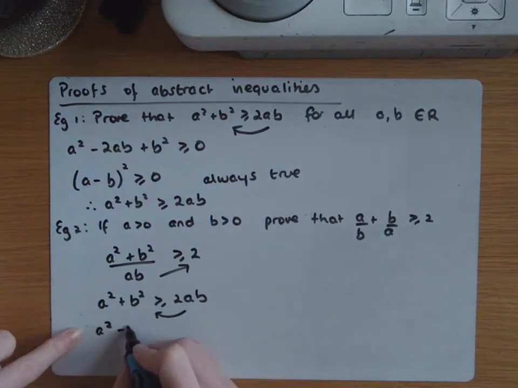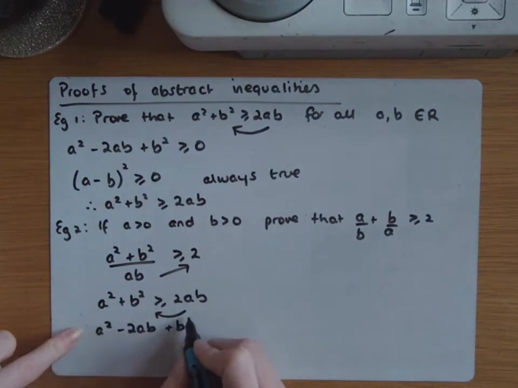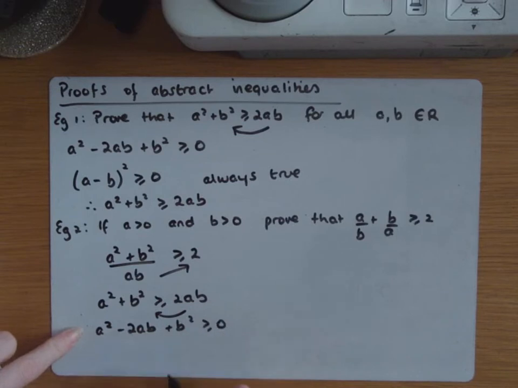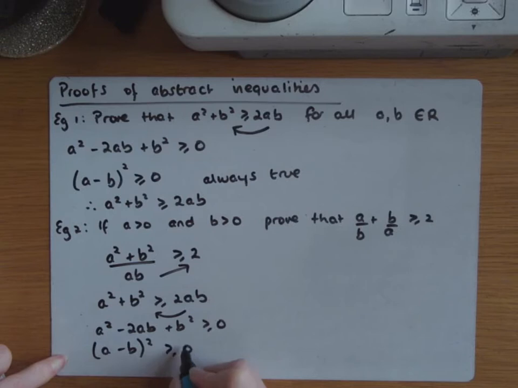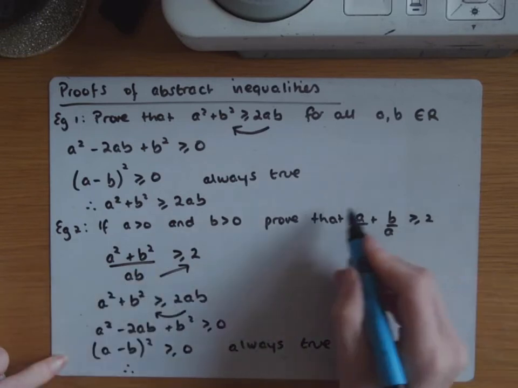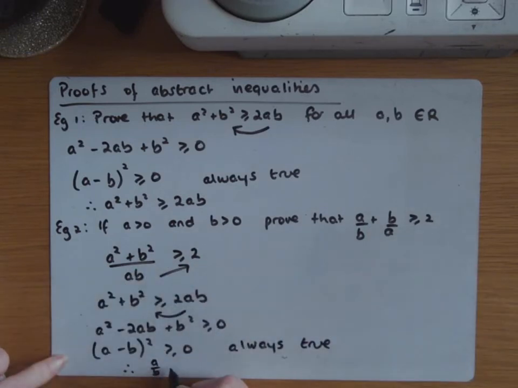a squared minus 2ab plus b squared is greater than or equal to 0. I know that's a perfect square, so that's always true. So therefore, my question is true. a over b plus b over a is greater than or equal to 2.